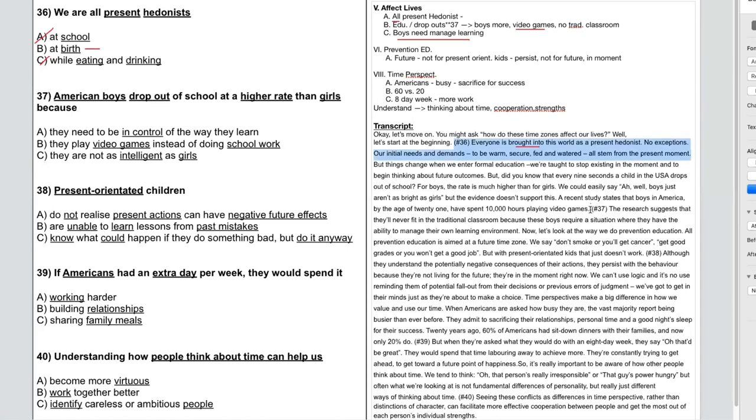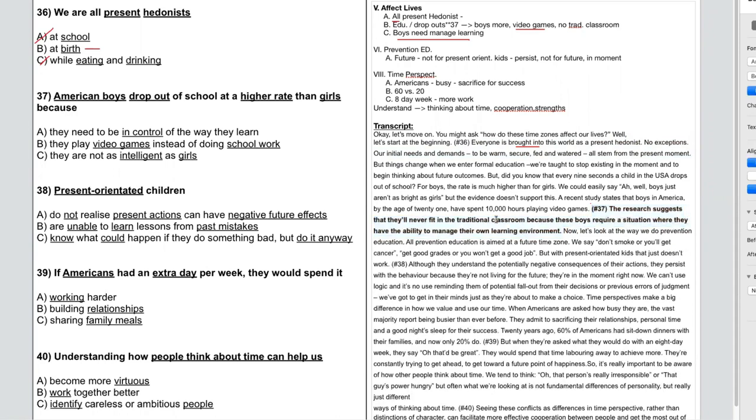So I'm going to go to number 37 in our transcript and just make that bold for you to see. And it says, the research suggests that they'll never fit in the traditional classroom because these boys require a situation where they have the ability to manage their own learning environment. Here you see a classic explanation. So they won't fit in the traditional classroom because they need to manage their own learning environment.